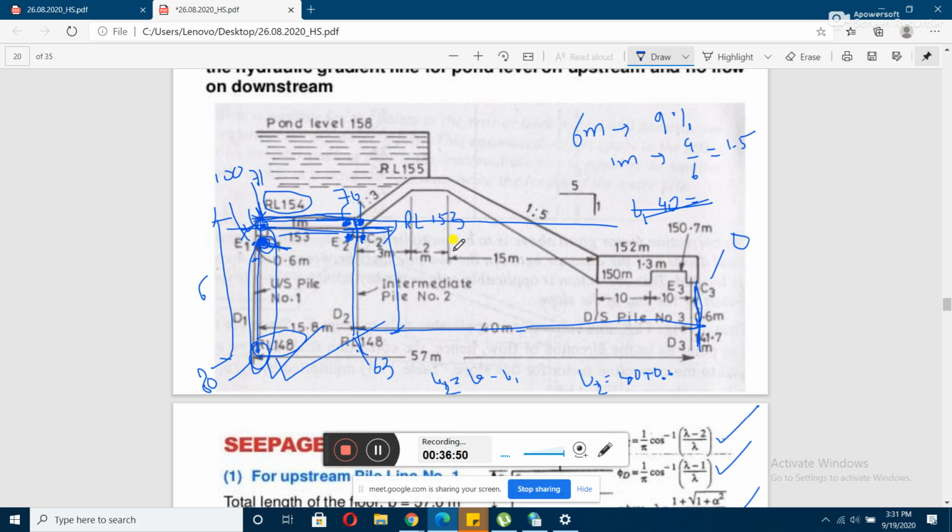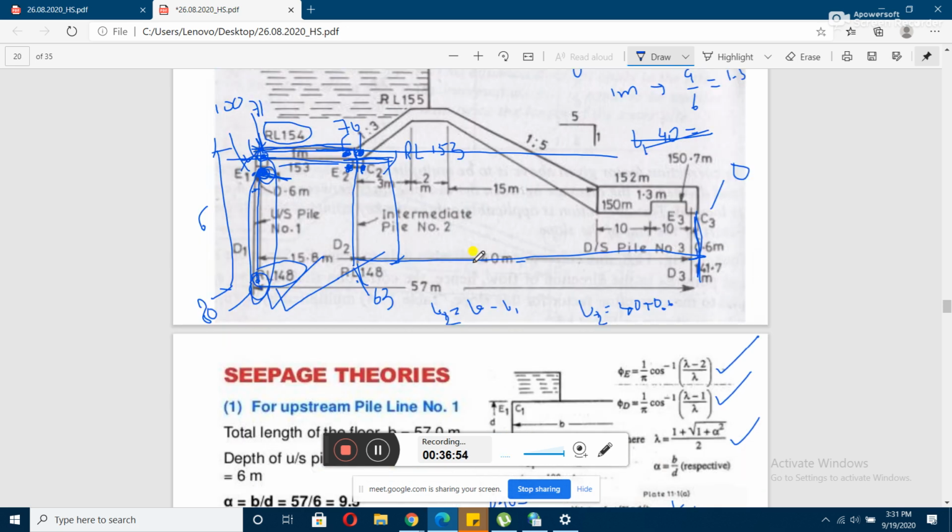So the first part is phi C2, we have calculated phi C2. Next part is the correction. What is the first correction? What will be the correction for the interference of the pile? We will be considering the downstream pile only, the downstream end pile. So for this particular pile, this value will be changed.